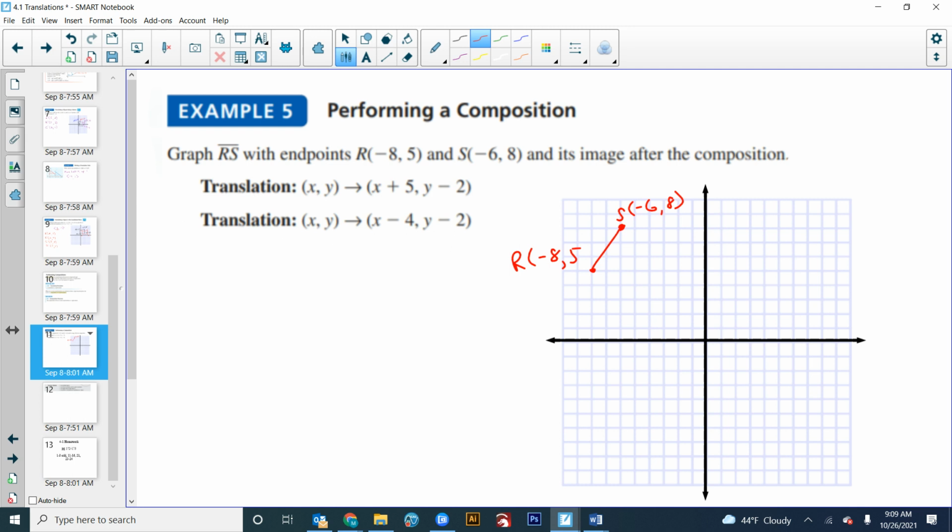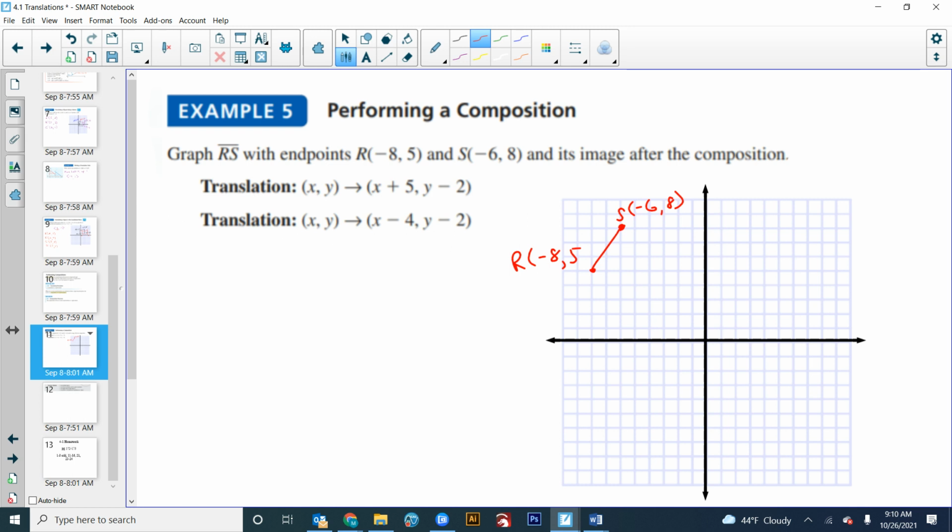Is RS a vector? No. What do we call our RS? A segment. Very good. RS is a segment. So just because we learned about vectors doesn't mean everything is a vector now. Okay. RS is a segment, and it tells us the translation.